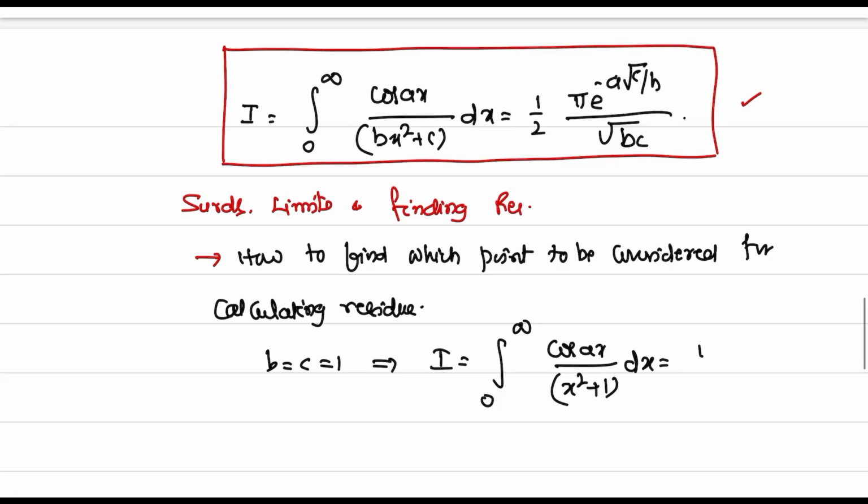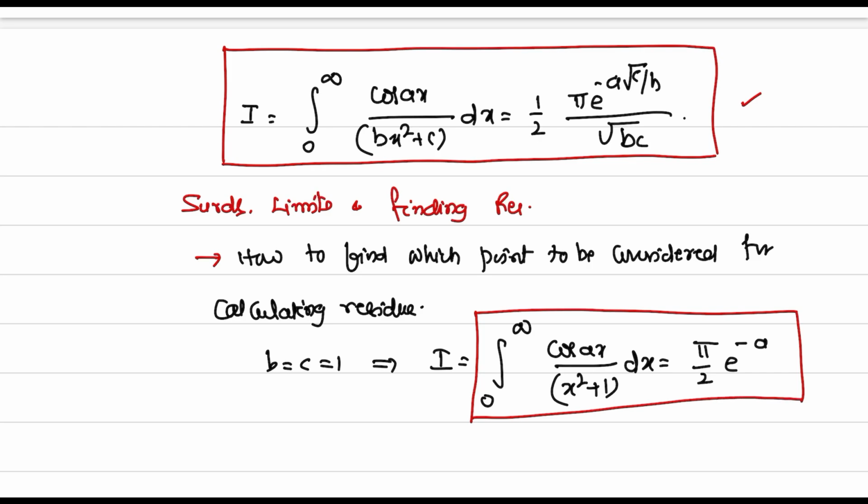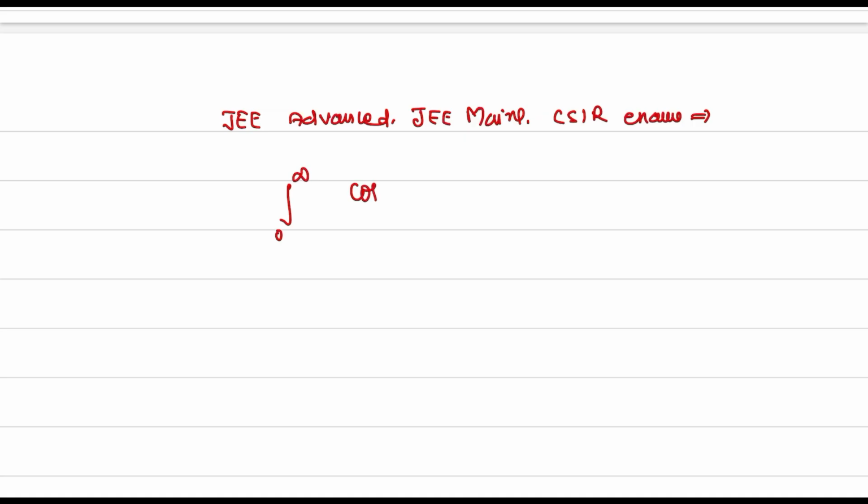pi by 2 e to the power of minus a. In higher level examinations like JEE Advanced, JEE Mains, CSIR exams, you will get this type of question, and you should know that the integral from 0 to infinity of cos ax by (1 plus x square), which can be a part of your problem, is equal to pi by 2 into e to the power of minus a.